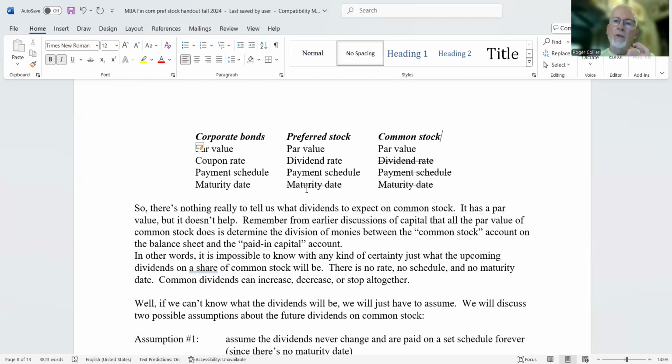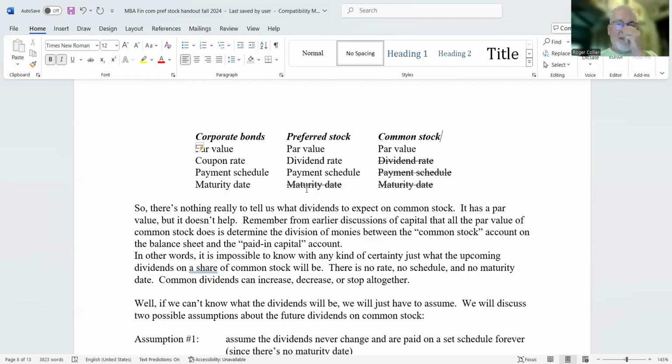So everything that we knew about bonds and almost everything we knew about preferred stock is missing. We do not know what common dividends will be. We cannot know what common dividends will be because there's no rule. There are no characteristics that determine it.